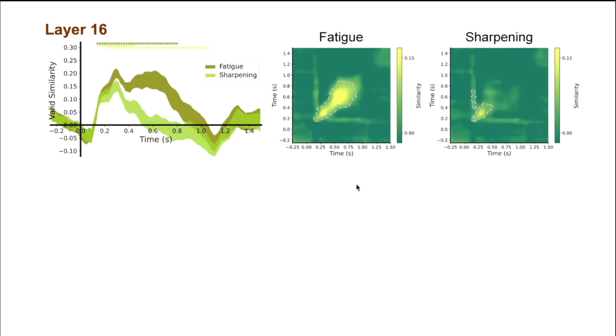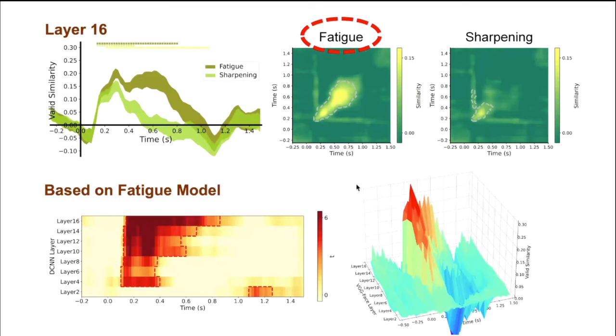The results show that in layer 16, the representations of the human brain were more similar to those in the fatigue-modified DCNN. Also, the human brain shows stronger and longer similarities with the higher layers in the fatigue-modified DCNN.